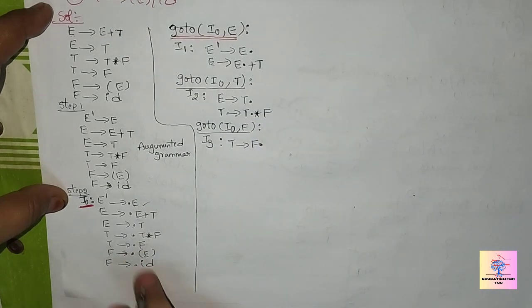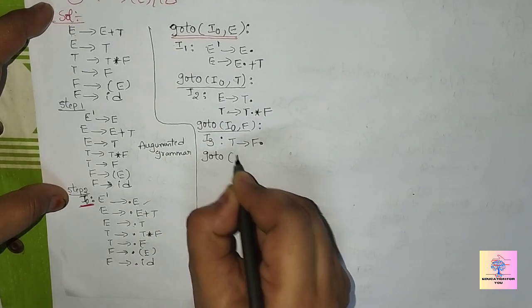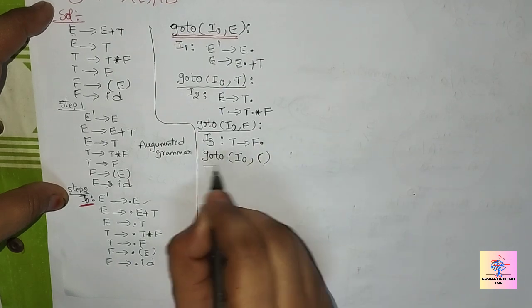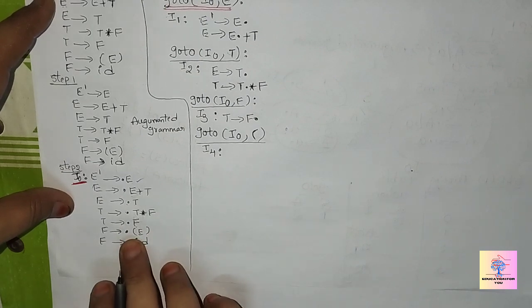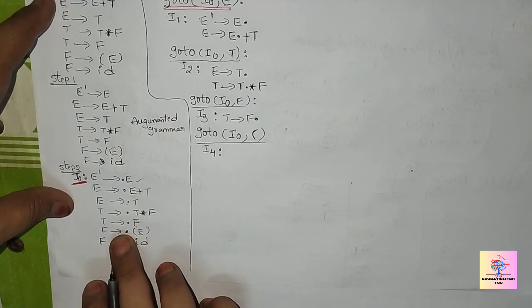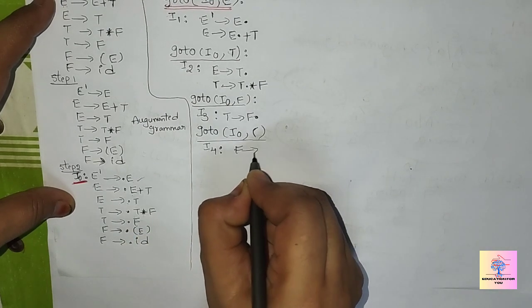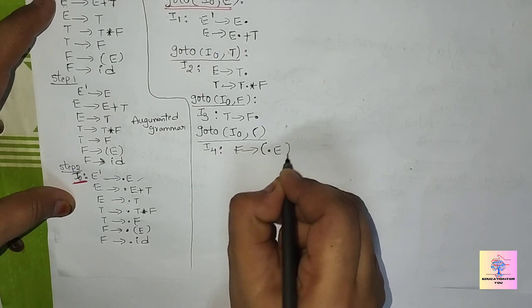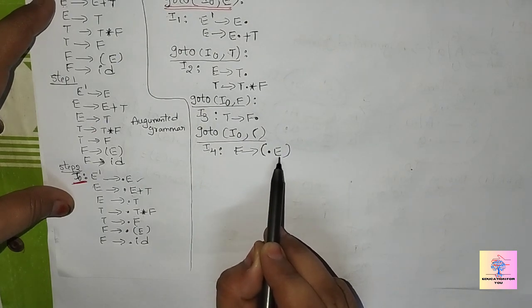Are you observing F anywhere else? No, so only one production will come. Next is go to I0 comma open parenthesis. Let us take this state as I4. Open parenthesis is there, so you have to shift the dot after the open parenthesis. So F produces open parenthesis dot E. Now observe that after the dot, a non-terminal E is there.